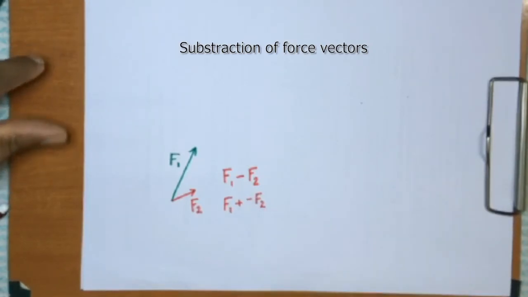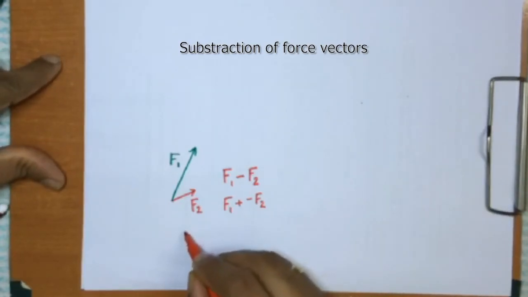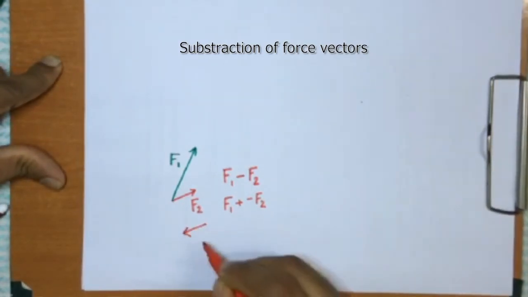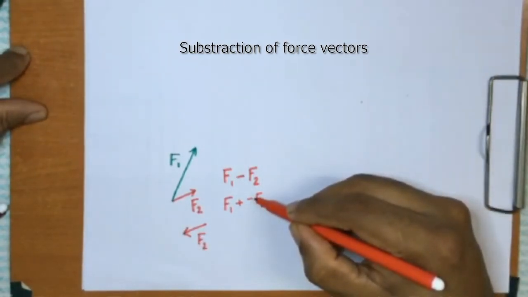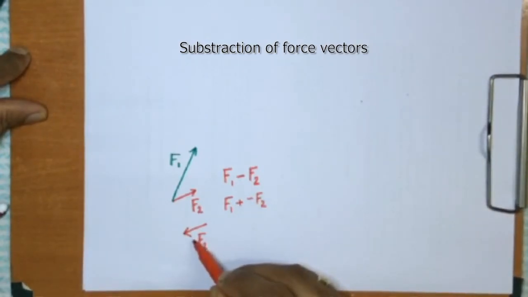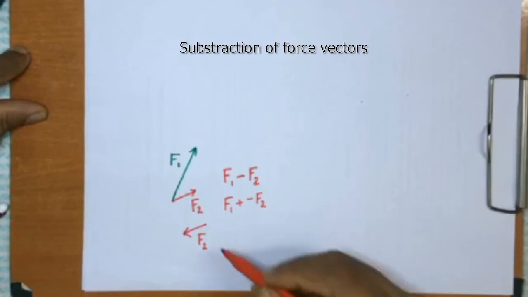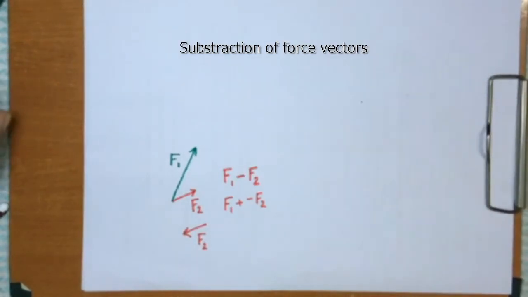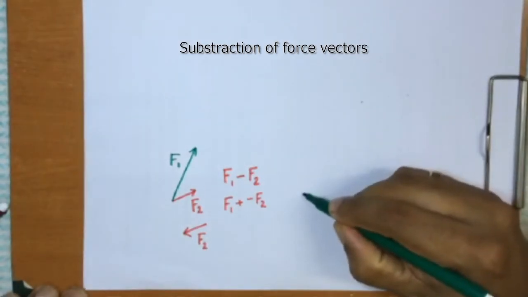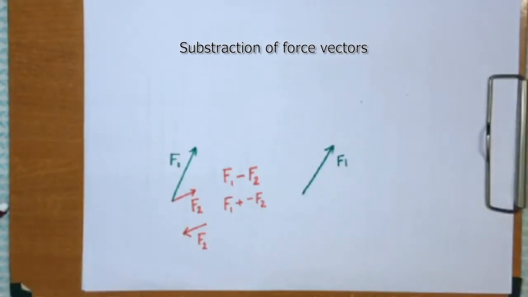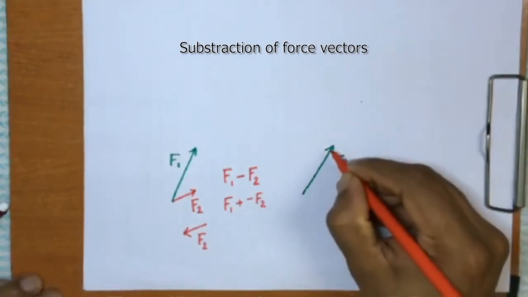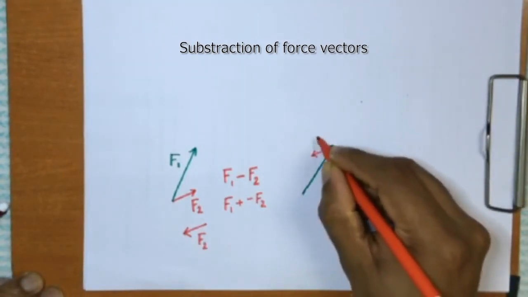Now don't you get confused with this negative F2. The negative F2 just represents the same force F2 in the opposite direction. The negative sign only represents that the direction changes. So in this case, I just have to add these two vectors now. So for that, I will use my force vector F1 again, and I have to add the negative F2. So, I shall add it like this, F2.